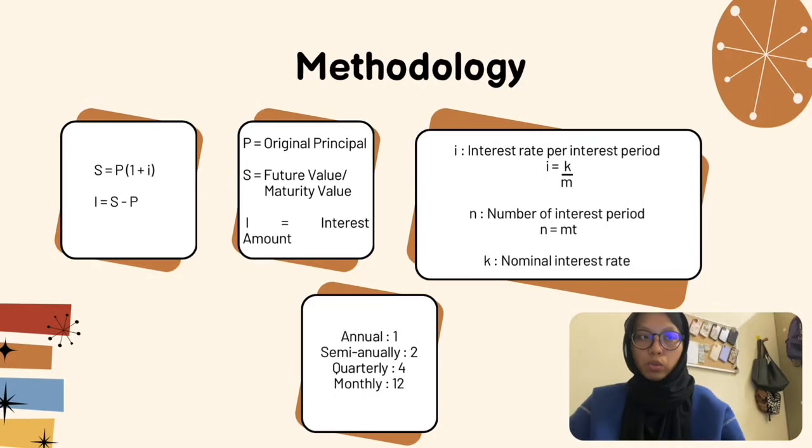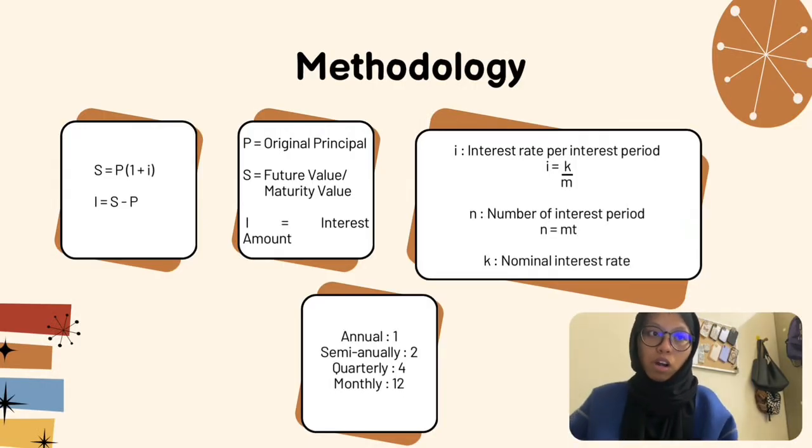So let's move to methodology. Methodology is S equal to P (1 plus i). I equal to S minus P. Next, P equal to original principal, S equal to future value or maturity value, I equal to interest amount. Next, i is the interest rate per interest period, i equal to K over M. N is the number of interest periods, N equal to MT. K is the nominal interest rate.